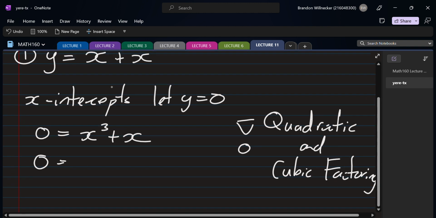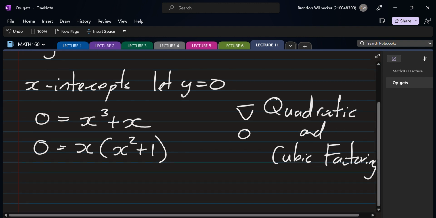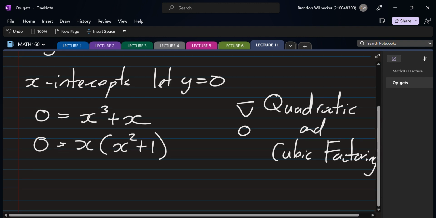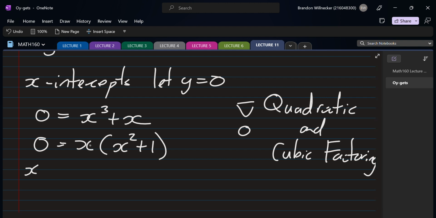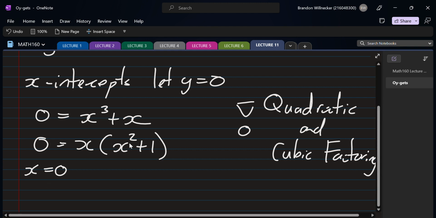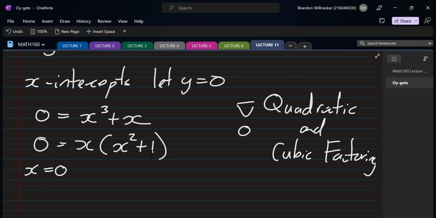So here it's pretty simple. We can just take out an x, and then we have x squared plus 1. Then we need to look at this for a bit and see what kind of values we get. This x could be 0. If x is 0, then everything's fine. So that's one of the solutions. If we look at the other bracket, x squared plus 1, that can't be 0. X squared plus 1 is always positive, so that term doesn't give us anything.